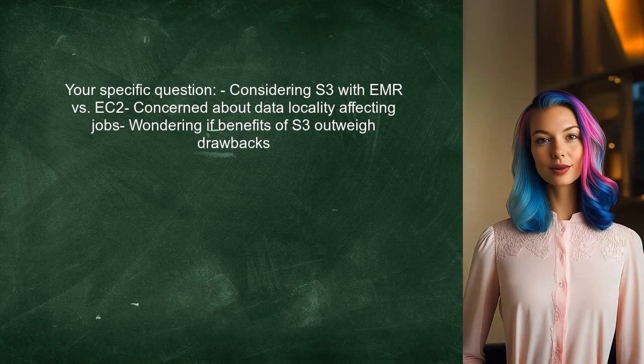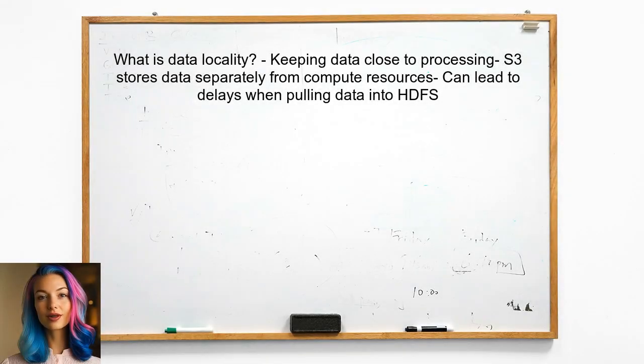Let's look at your specific question. You mentioned that you're considering using S3 with EMR instead of EC2, and you're worried about how data locality will affect your jobs. You want to know how significant this issue really is, and if the benefits of S3 outweigh the potential drawbacks. So what exactly is data locality?